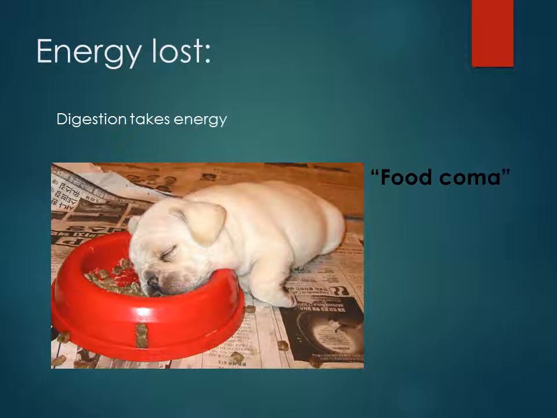Also, energy is lost from digesting food. It takes a lot of energy to digest food. Have you ever had a large meal and gotten a food coma? Maybe after Thanksgiving, you get really sleepy afterwards because your body says, all right, I'm going to take a break from your brain and I'm going to send some energy to your stomach. We got some work to do.